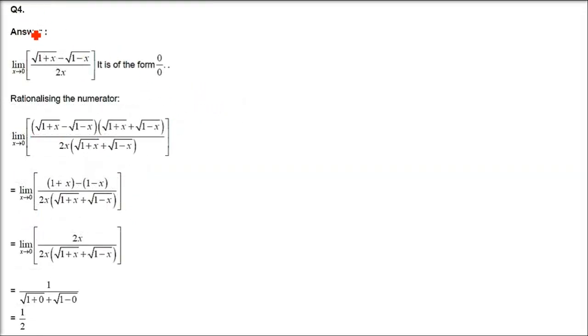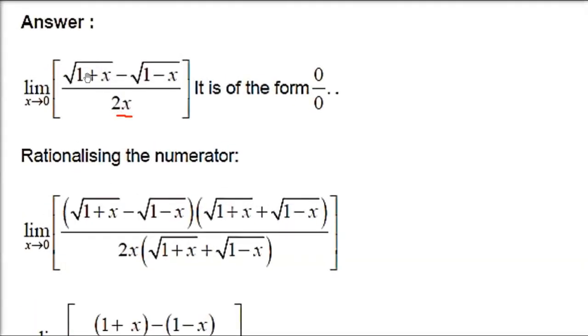Now you have question number 4. So here, if you put x as 0, what do you get? 1 plus 0, 1 minus 0, by 2 into 0. So you're going to get 1 minus 1, 0 by 0. So you have to do rationalization here.